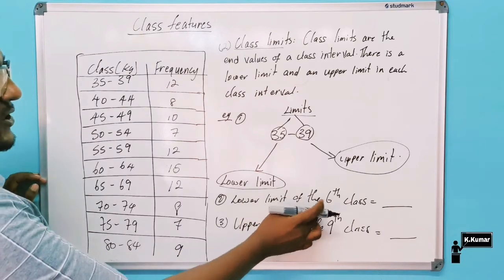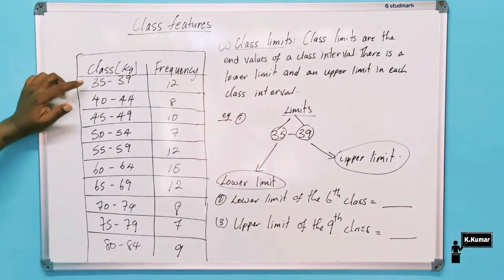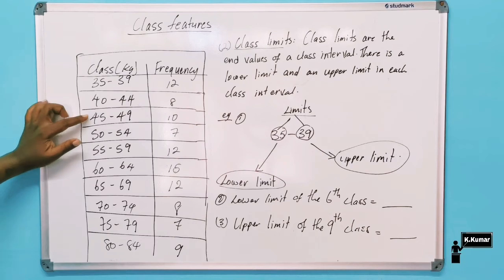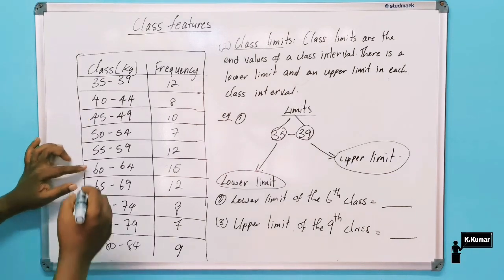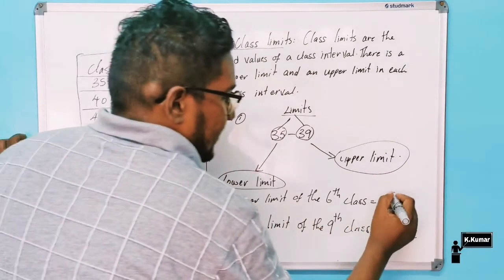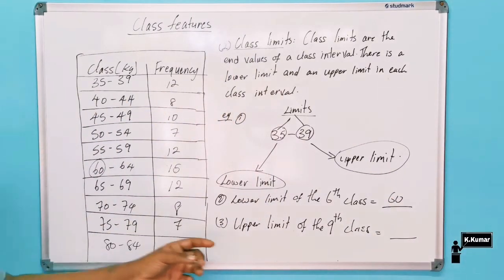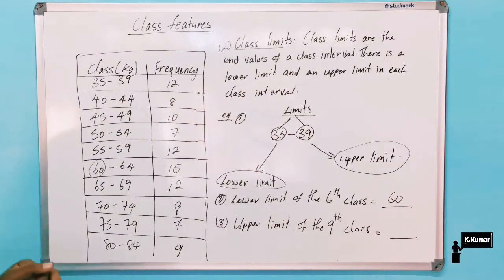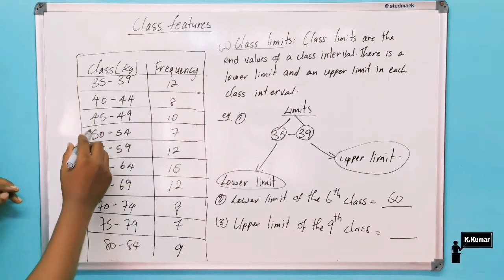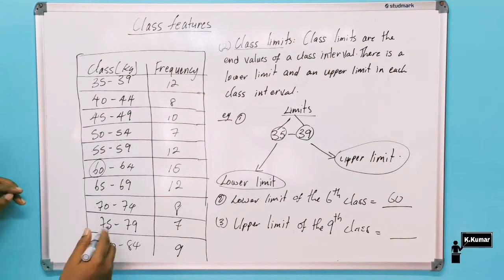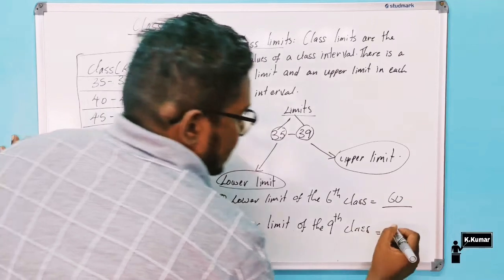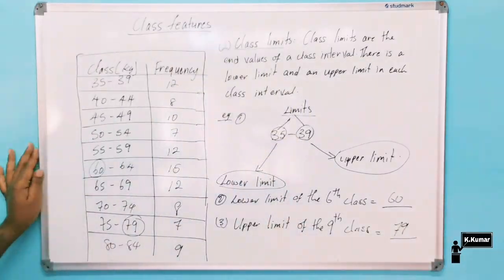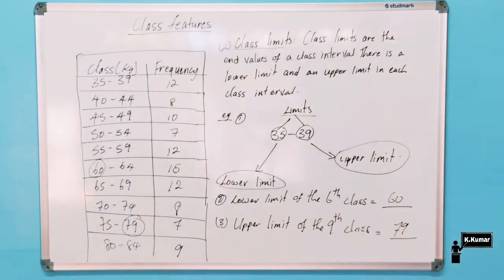If they ask you for the lower limit of the 6th class, you first have to find the 6th class. So that's 1, 2, 3, 4, 5, 6. So the lower limit is going to be 60. And if they ask you for the upper limit of the 9th class, again 1, 2, 3, 4, 5, 6, 7, 8, 9, the upper limit is going to be 79. So your limits are the endpoints of your interval, and you have a lower limit and an upper limit.